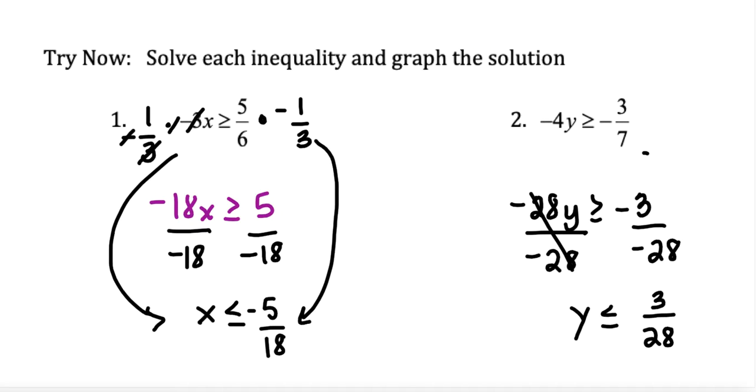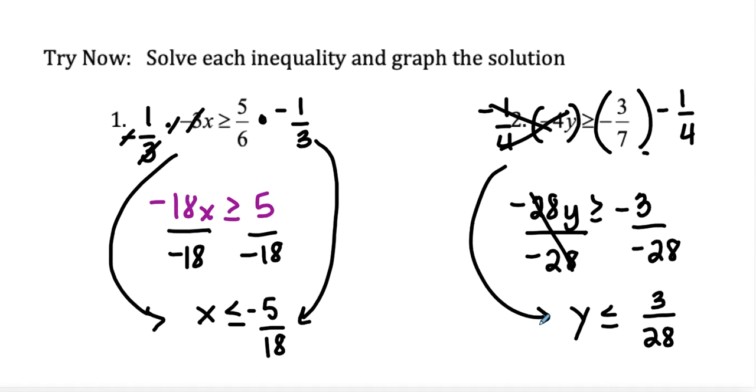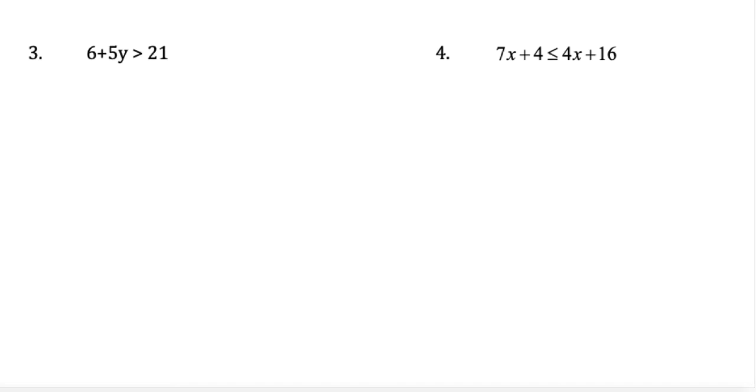So we could have multiplied both sides by -1/4 to get rid of the -4. And then that again would clear it to a single y on the left, and then a negative times a negative would have become positive, and it would have given me 3/28. So either way is fine.